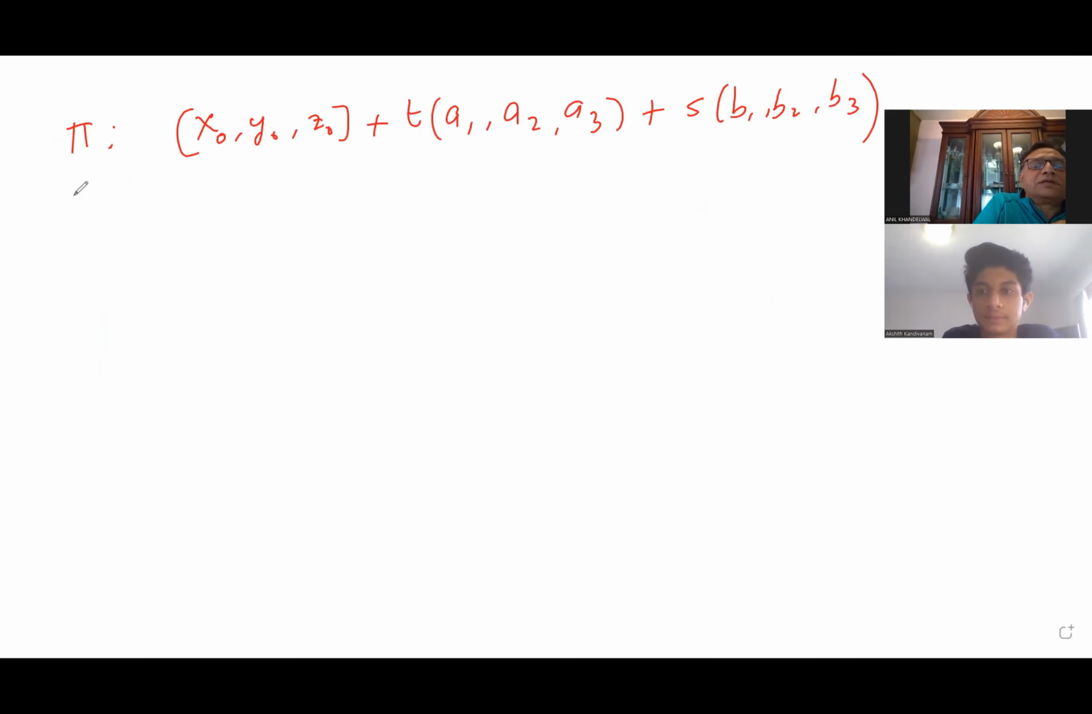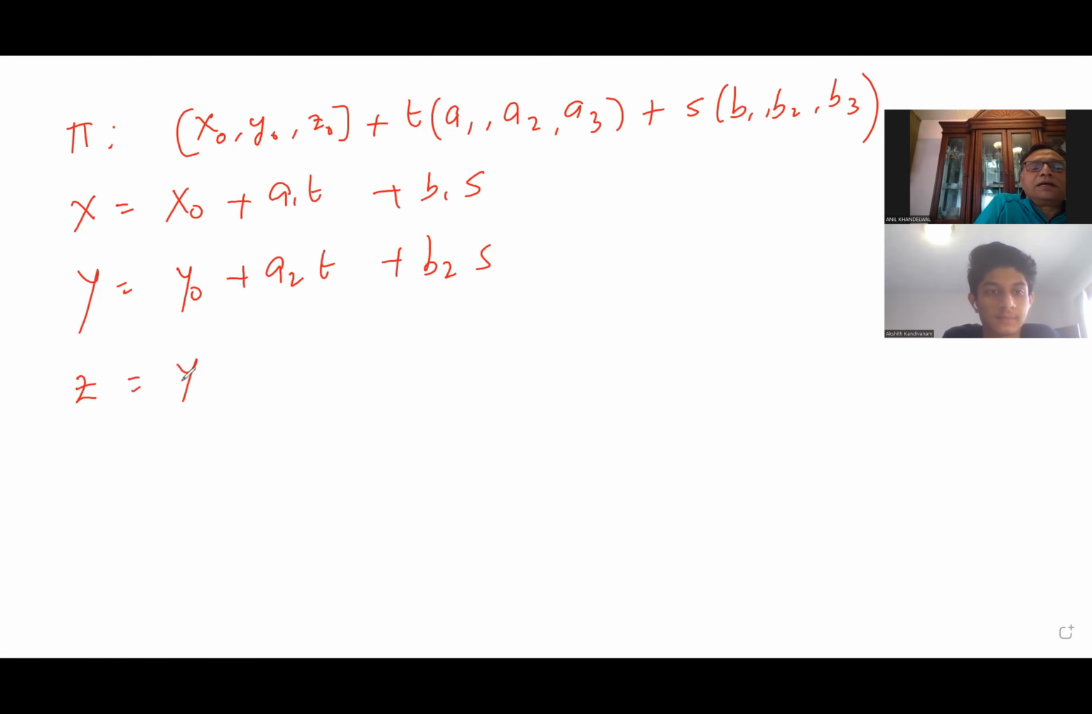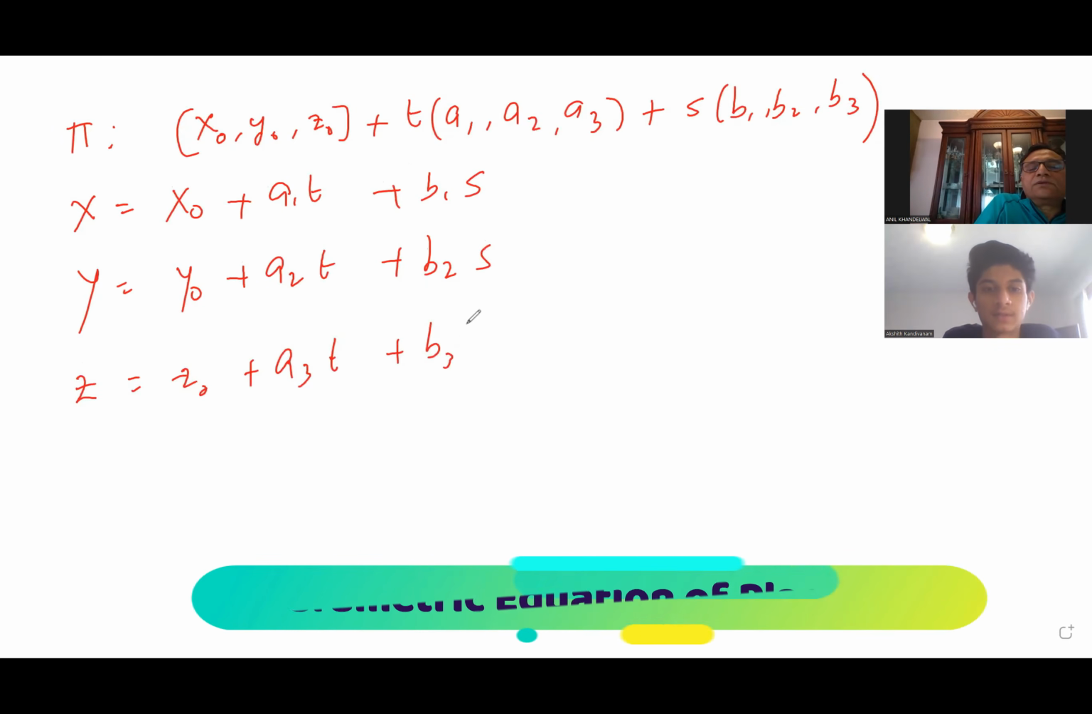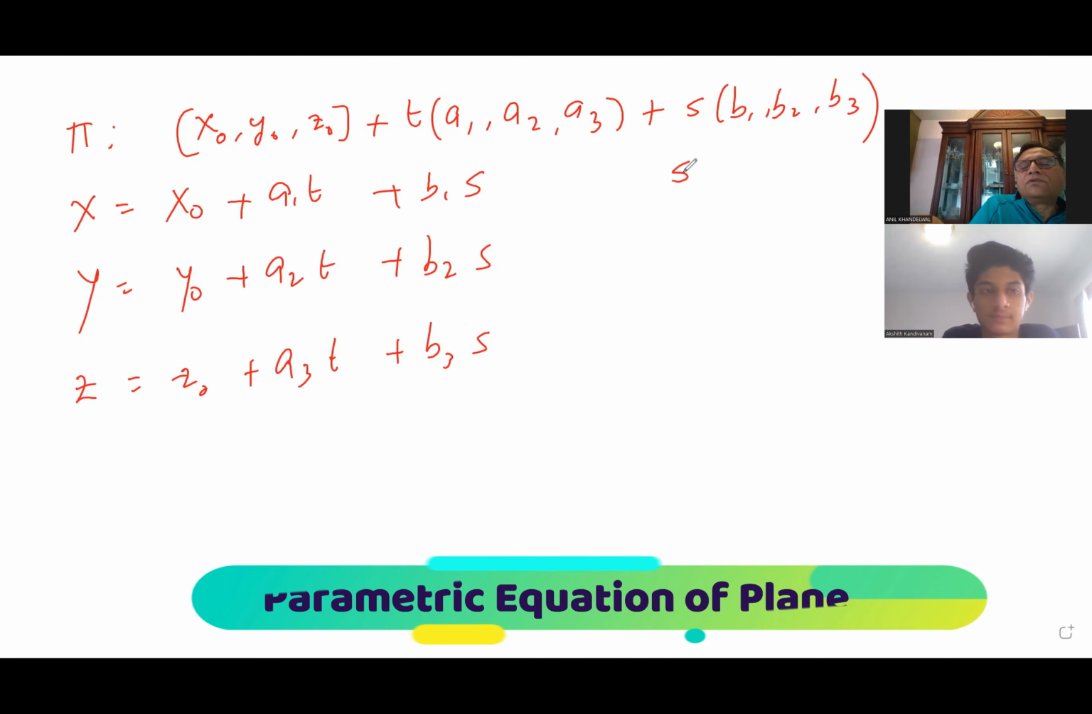Plus s times (b1, b2, b3). So the parametric equation can be written as x equals x0 plus a1t plus b1s, and y equals y0 plus a2t plus b2s, right? And z equals z0 plus a3t plus b3s. Is that clear? And here, of course, we know s and t belong to the real numbers. So that is how you could write a parametric equation of a plane. Yes, sir.